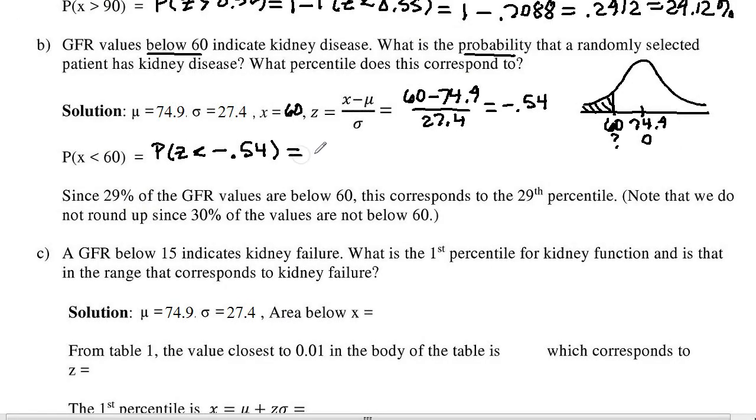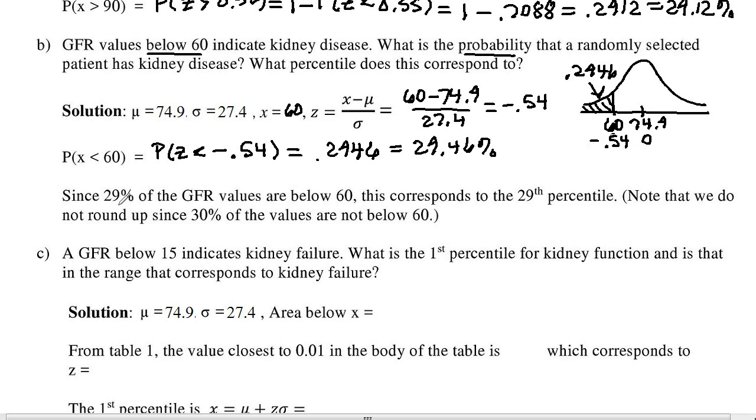So then this value is 0.2946, and that's this value here, 0.2946. Or if you like percents, 29.46%. And either way is fine. And notice here 29.46% of the values are below 60, which corresponds to a z-score of negative 0.54. Negative meaning it's below the mean, and 0.54 is the number of standard deviations below.